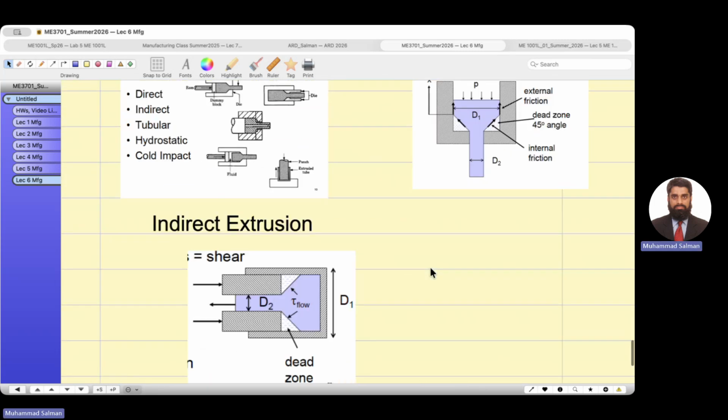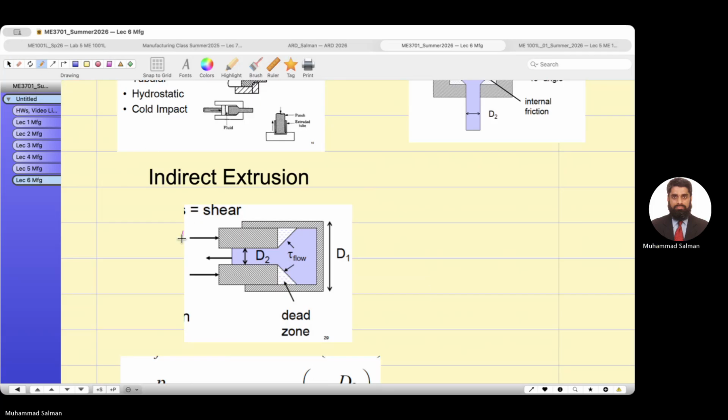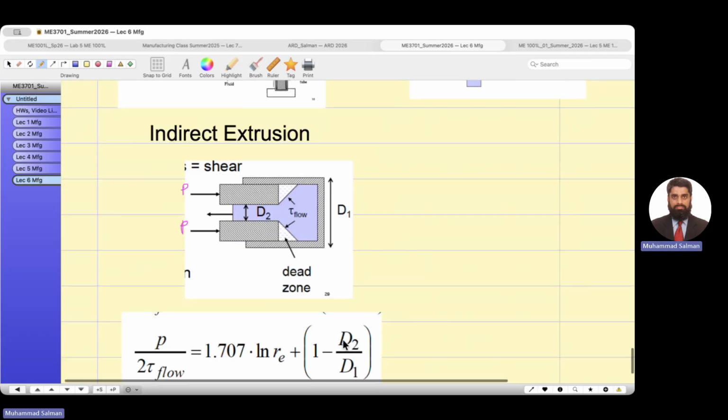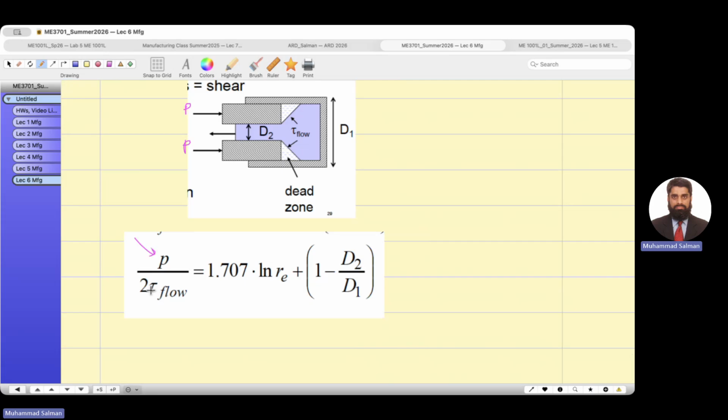So this is for the pressure here, which can be calculated using this formula. And 2 tau flow, you already know this is the average yielding stress. Agreed? And RE, what is RE? It's the reduction ratio, and that is equal to 1 over 1 minus R. So I would say RE equals D1 square over D2 square.